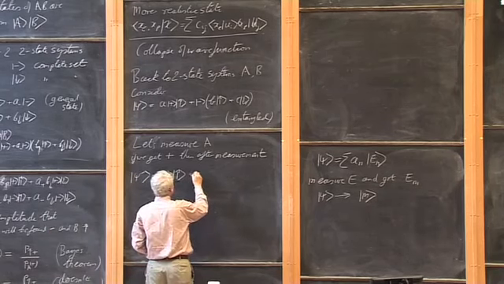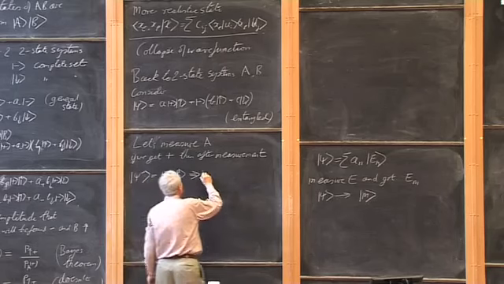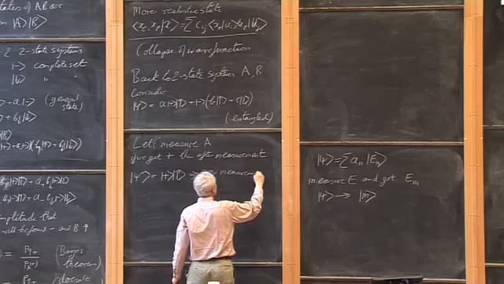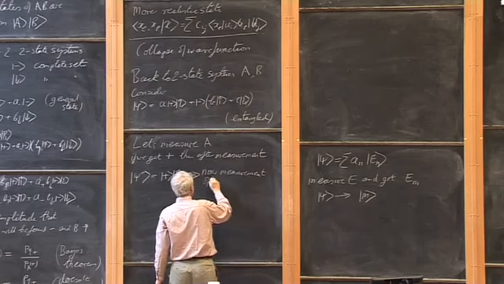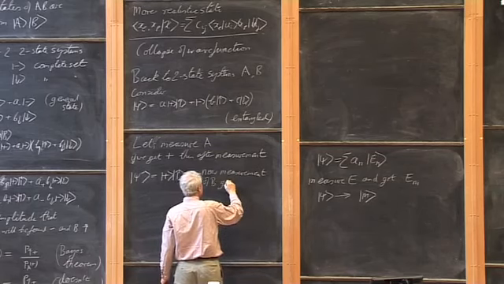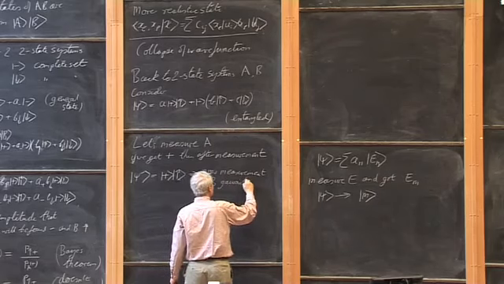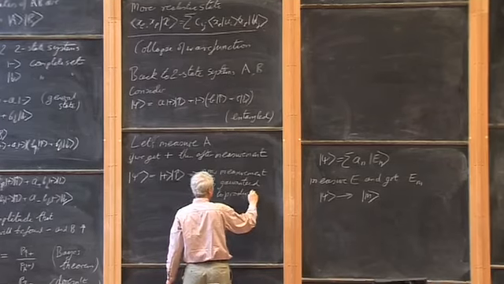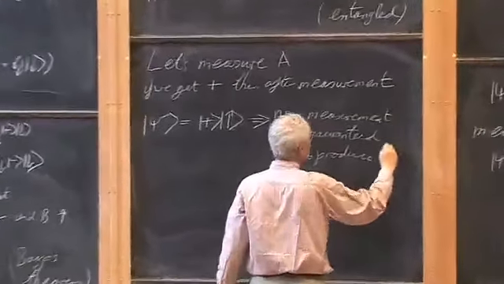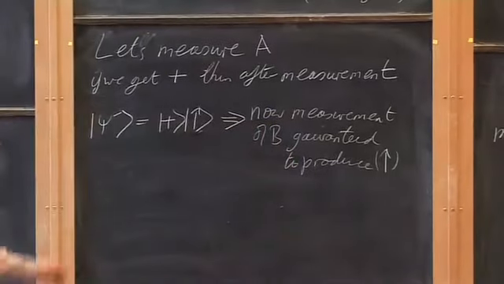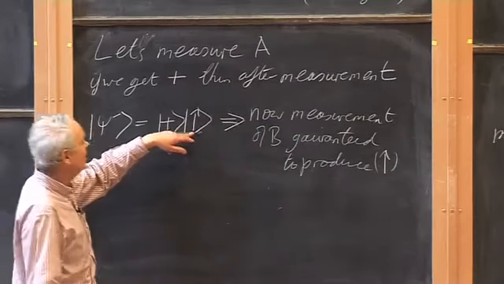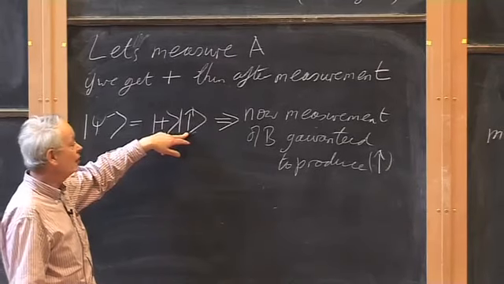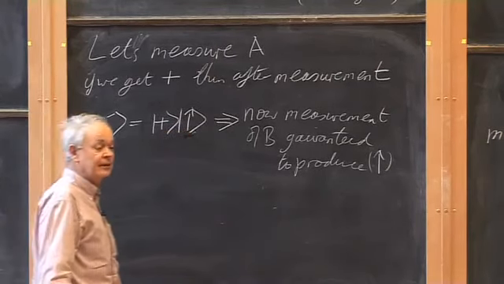But there's a physical implication of this, which is that a measurement of B is now guaranteed to produce or to find up, right? Because this thing is something times up, there is now 0 amplitude to find down. You're certain not to find down, you are certain to find up.